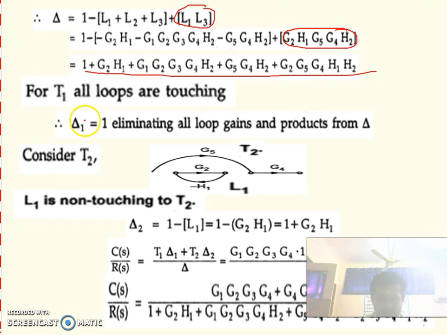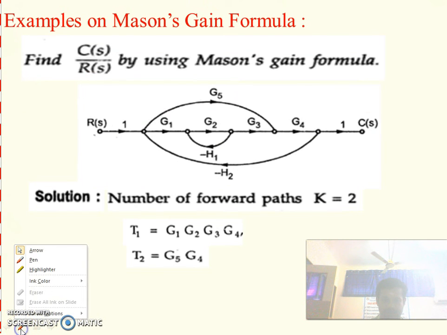Then we have to calculate delta 1. Delta 1 is for forward path 1. In forward path 1, which part is not touching the first forward path? We have to go back to the graph. This is the first forward path, and this loop is touching the first forward path. This loop is also touching it, and this loop is also touching it. If no loops are left that do not touch the particular forward path, then the value of delta k is 1. So delta 1 is equal to 1.